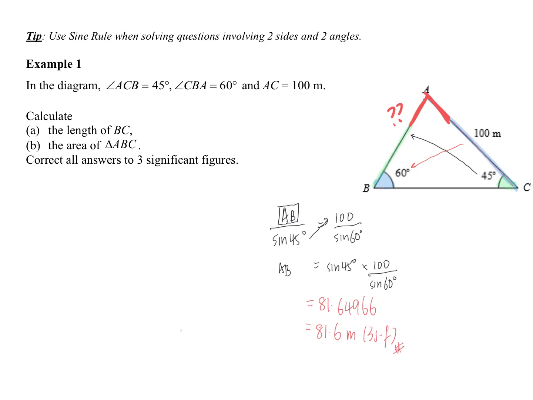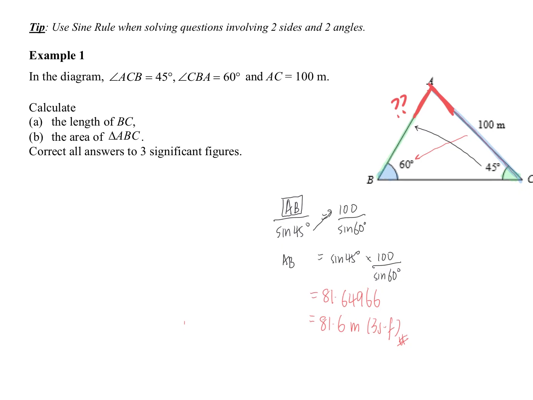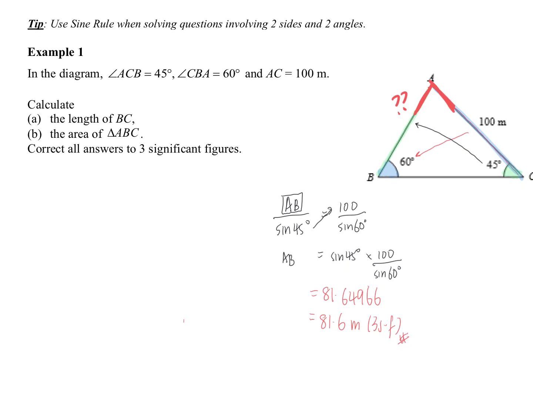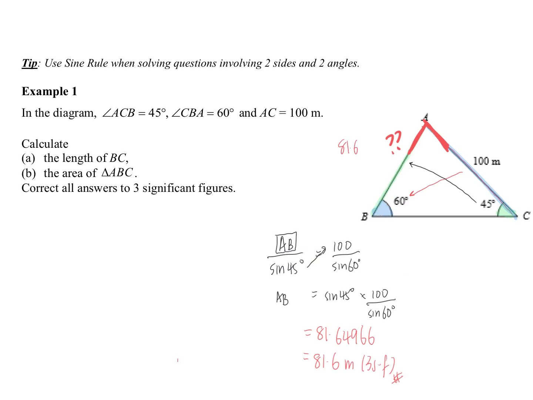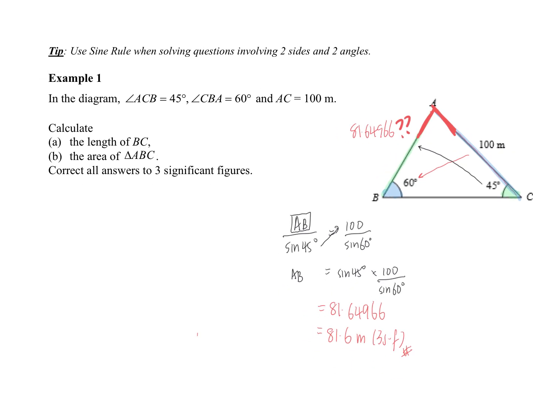Okay, so finding it is not difficult. As long as you appreciate how they came out with the rule, then using the rule shouldn't be a struggle for you. Okay, next one. Every time you find an unknown, quickly go and write it in the diagram, because you will always forget that you found it. Next, I want to find the area of this triangle ABC.